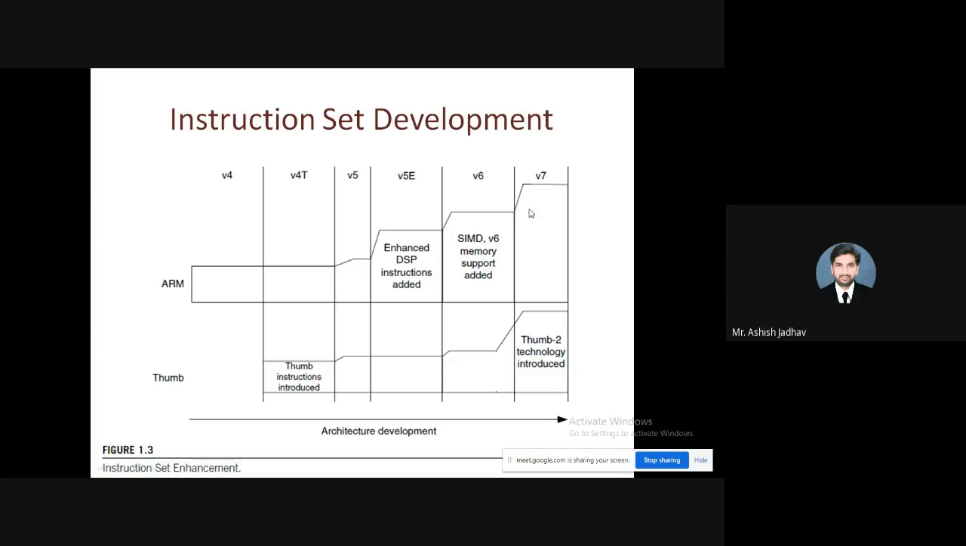But in V7, ARM instructions are supported plus Thumb-2 technology is introduced. Thumb-2 technology includes 16-bit instructions plus 32-bit instructions. So this has the feasibility to switch between 32-bit and 16-bit. So V7 is the version that the Cortex M3 has, right? Your Cortex M3 processor belongs to V7.